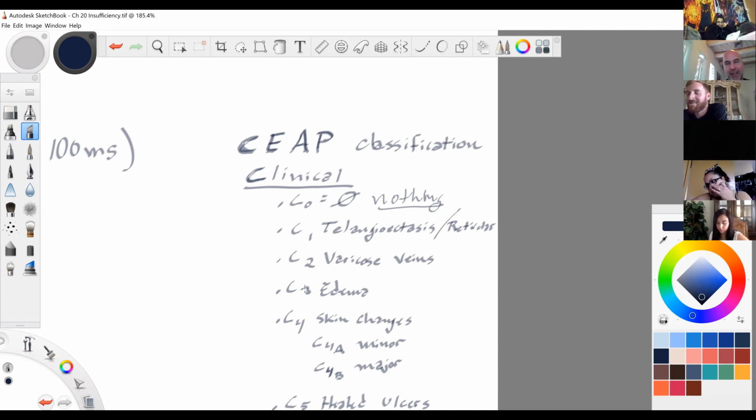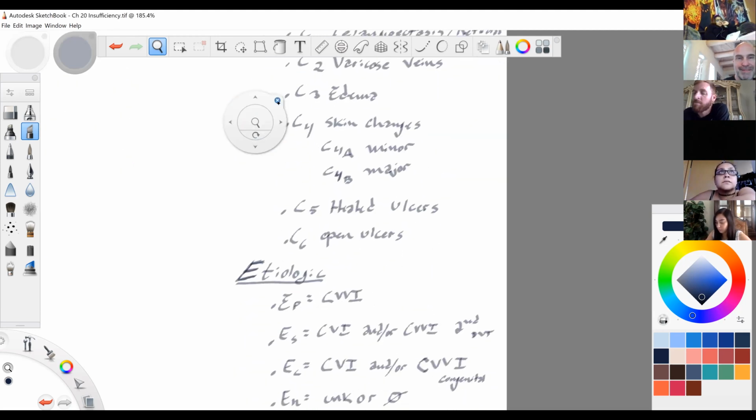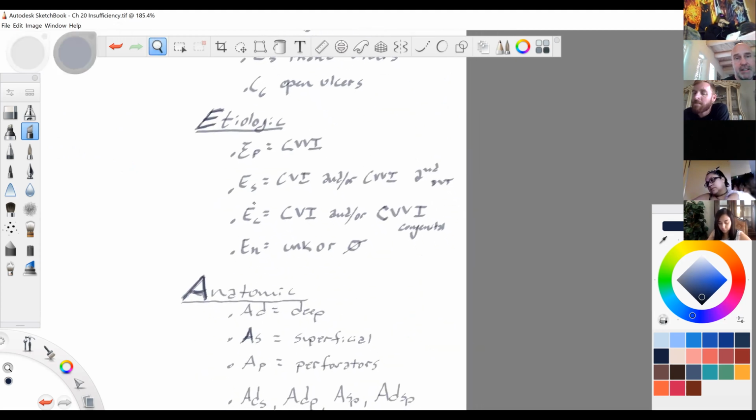Okay, C3, edema. C4, skin changes, and then there's major and minor, or minor and major. C5, healed ulcers, and C6, open ulcers. Once again, you will be using gloves, please, at all times.